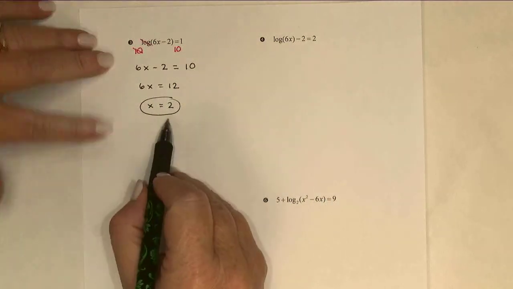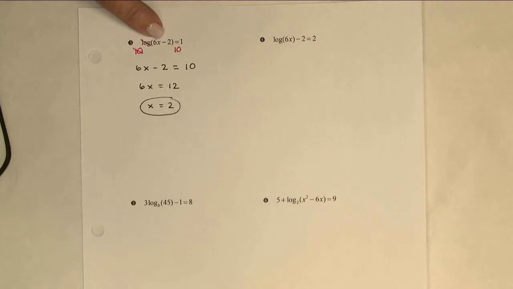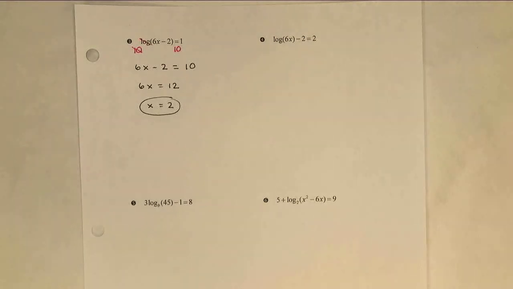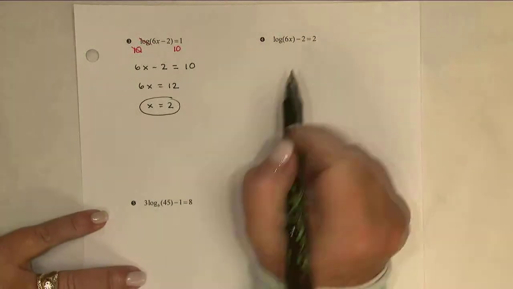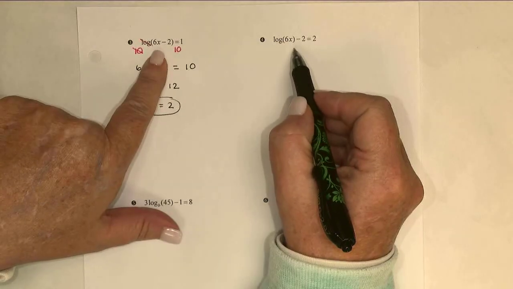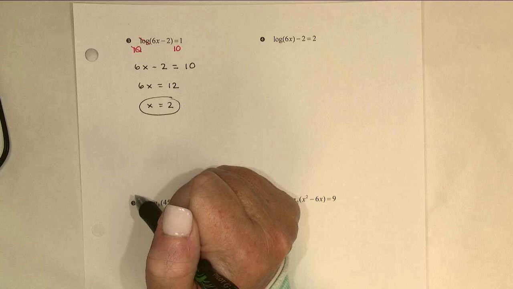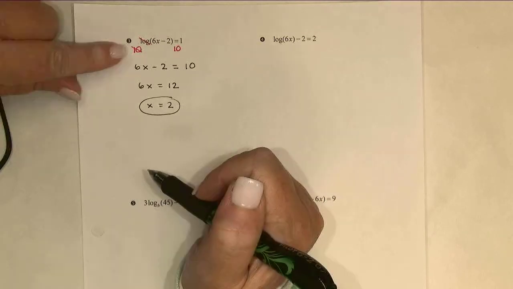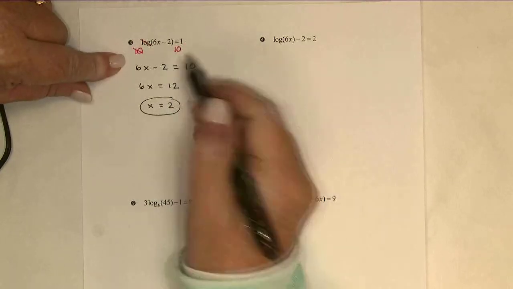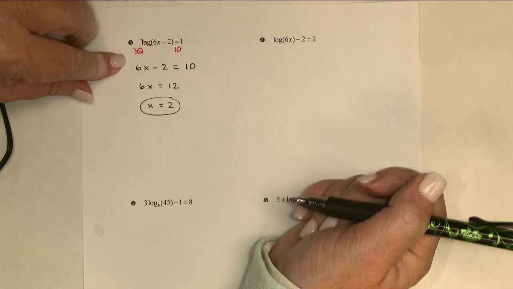Just double-checking. Plugging in the 2 there, I'd be taking the log of 12 minus 2, the log of 10. Positive argument is fine, so we're good to go. Watch out for these situations. In number 3, the whole 6x minus 2 was in the argument, so I could go right ahead and get rid of the log with the exponential base 10 immediately.